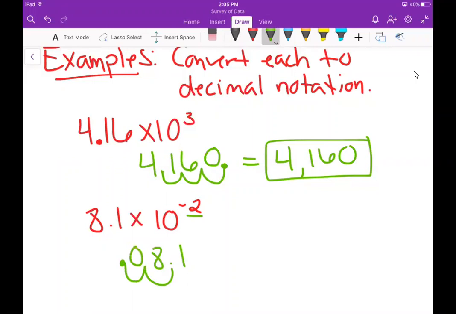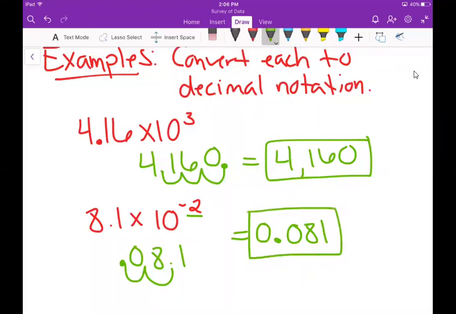Any empty spots I'll fill with 0. So 8.1 times 10 to the -2 power is, oops, I left out my 0, don't do that, 0.081. Now you can put a 0 in front, that's just in order to make that decimal stand out. That doesn't change the number at all. So if you want to put that 0 out front, you can.